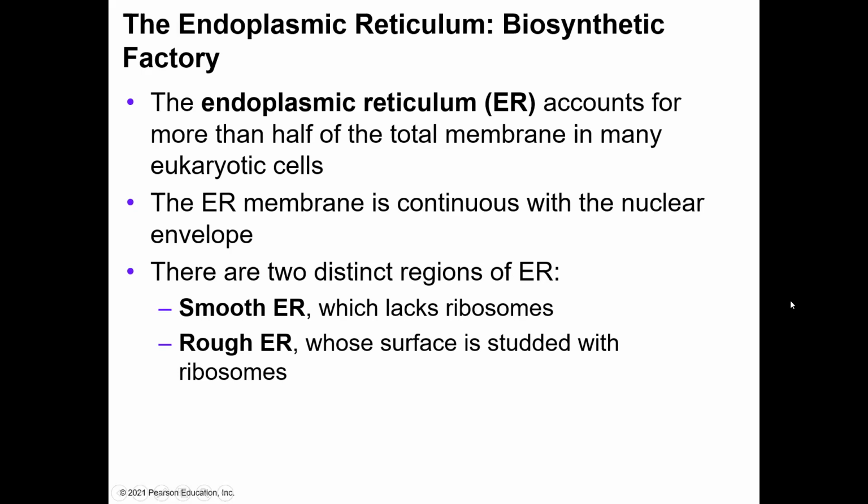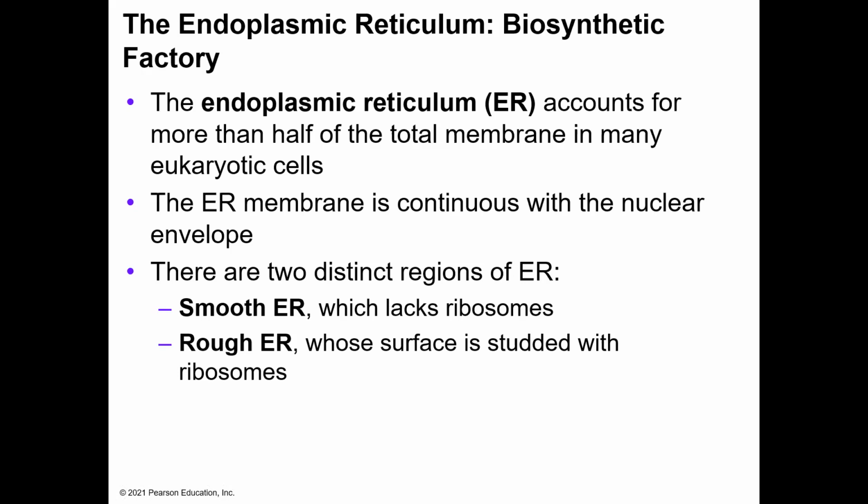So the first thing let's talk about is the endoplasmic reticulum. And this is your biosynthetic factory. The endoplasmic reticulum is responsible for more than half of the total membrane that is found in eukaryotic cells. The ER is basically several folds of the double membrane system. It's connected to the nuclear envelope, connected to the nucleus, because they go hand in hand.